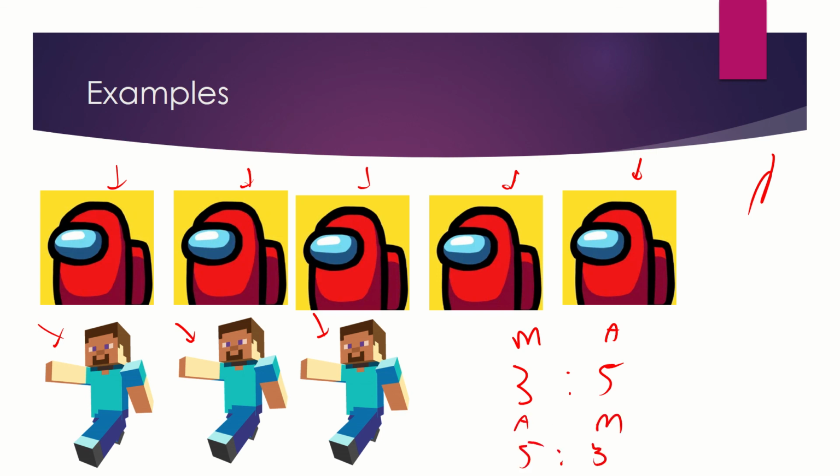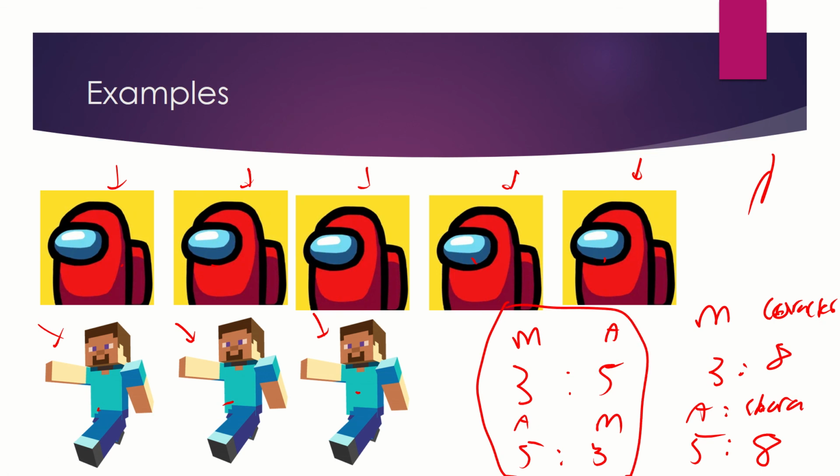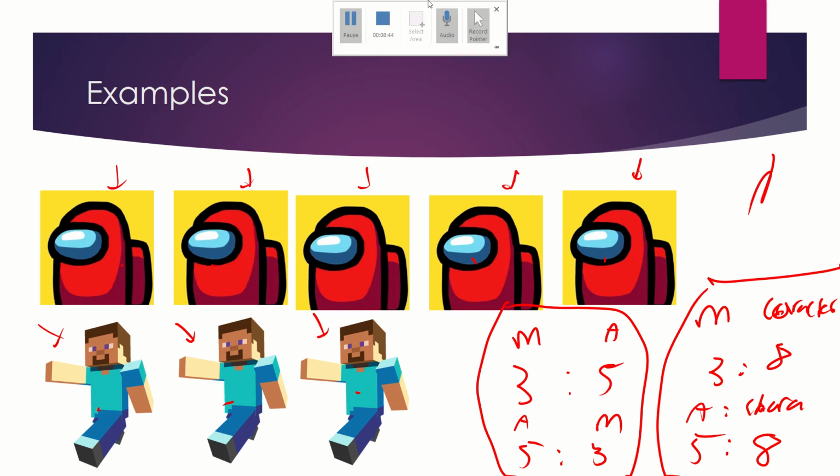Now let's say I said Minecraft to characters. It would be 3 to 1, 2, 3, 4, 5, 6, 7, 8. Okay, 8 in total. All right, let's say I said Among Us compared to characters. Well, Among Us, we have 1, 2, 3, 4, 5. And in total, we have 8. So as you can see, these two are examples of part-to-part ratios. These two are examples of part-to-whole ratios.